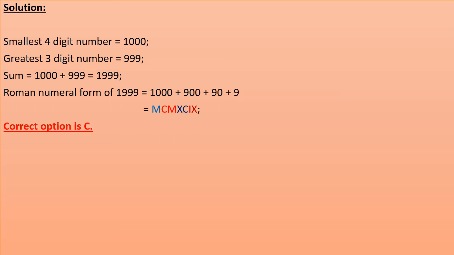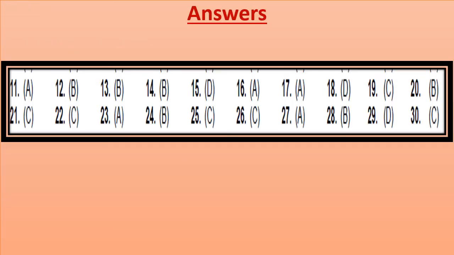Now the Roman numeral form of 1000 is M and 900 is CM, that is 1000 minus 100, and that of 90 is XC, that is 100 minus 10, 90, and then 9 is IX. So the correct option is C. Check out your answers here.